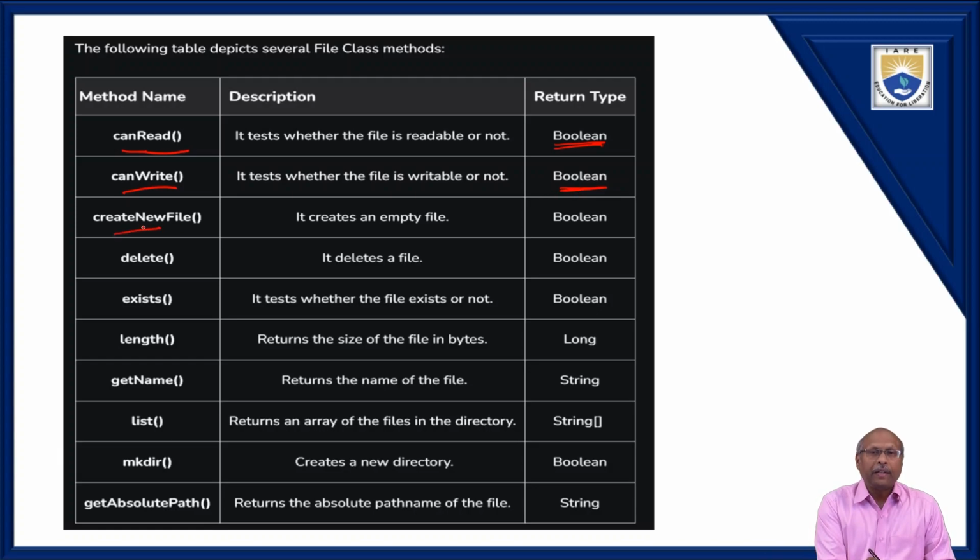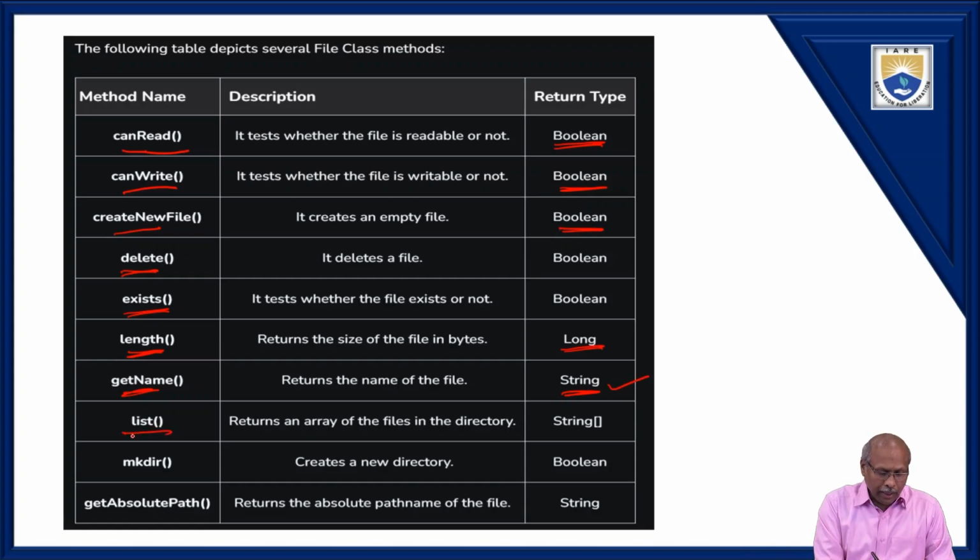And createNewFile, it will create a new file for you. Then returns true or false. You can delete a particular file. Then exists will check whether the file exists or not. Then length, it will check length of the file in terms of bytes. Similarly, getName, for the file object there is a name associated, that name you can get, that comes in terms of string format.